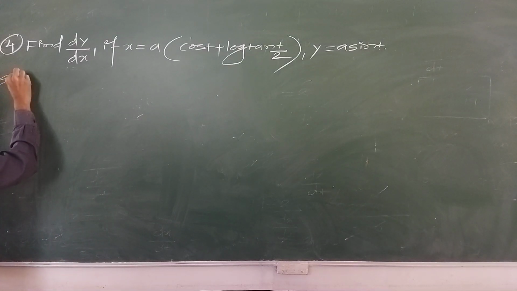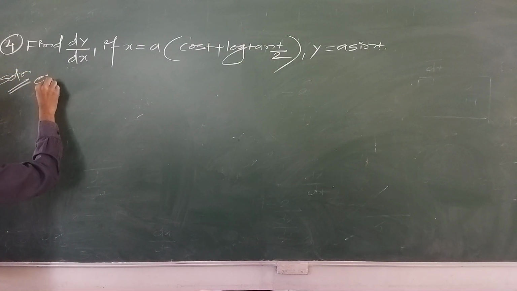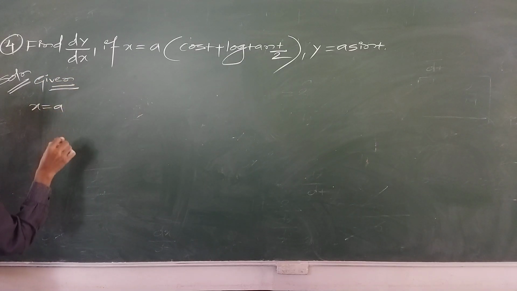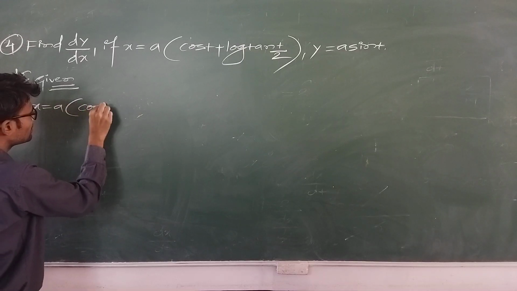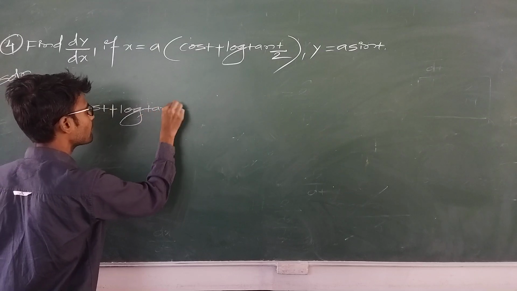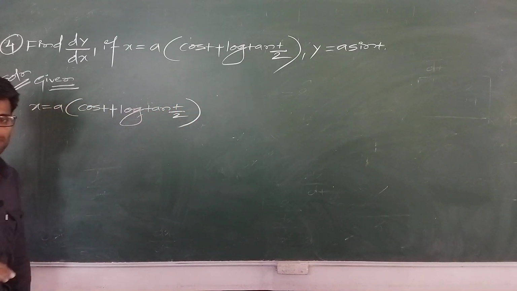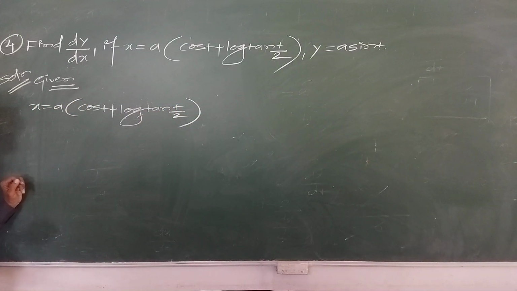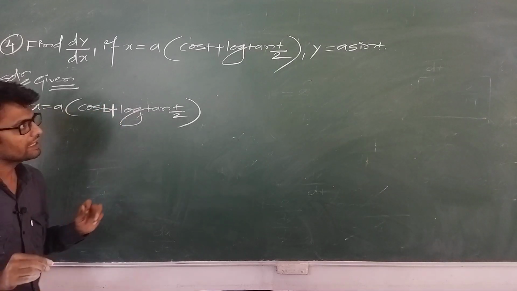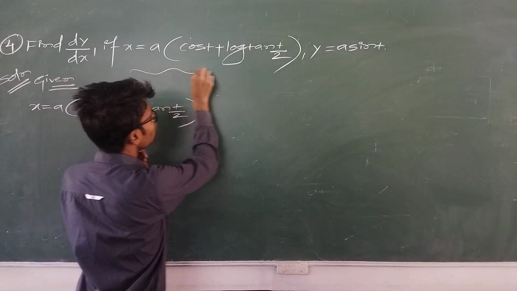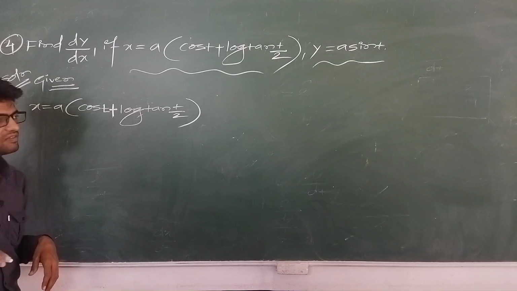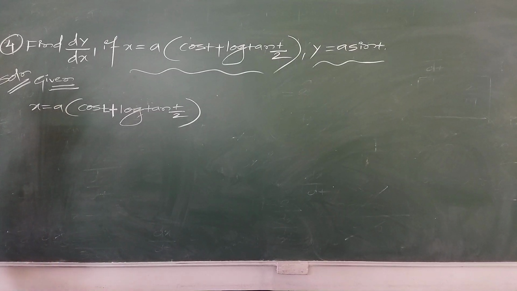So I go for the solution of this. I will write the given values. First I will write the value of x. X equal to a inside bracket cos t plus log of tan t by 2. See, t is the parameter here. See, both the values of x and y, these two values x and y are in terms of a parameter t. T is the variable here.